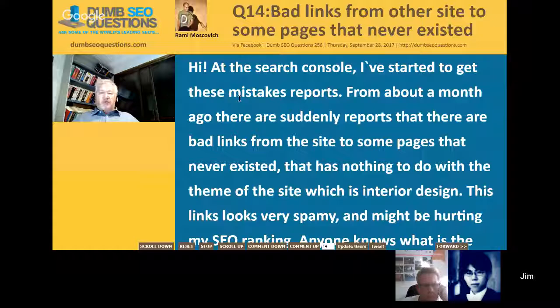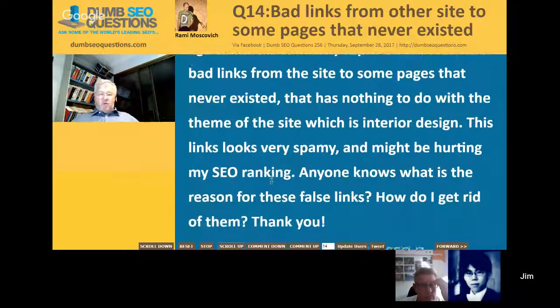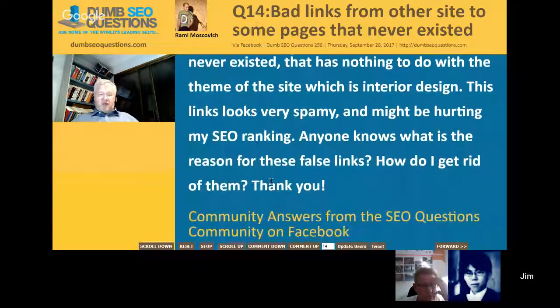It's titled "Bad Links from Another Site to Some Pages That Never Existed." Rami Moskovich said, "Hi, on the Google Search Console, I've started to get these mistakes reports. From about a month ago, there are suddenly reports that there are bad links from the site to some pages that never existed. These pages have nothing to do with the theme of the site, which is interior design. The links look very spammy and might be hurting my SEO ranking. Does anyone know what is the reason for these false links? How do I get rid of them? Thank you."